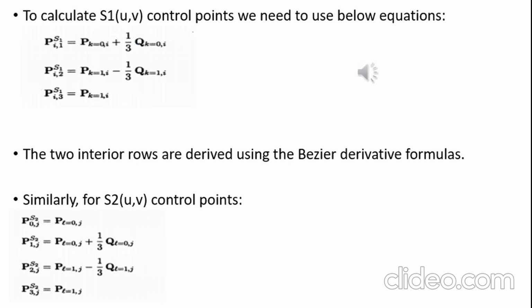As in the algorithm I mentioned, to calculate the S1, we can use the surfaces here, and to calculate S2, the equations that are needed are here at the bottom. And the two interior rows are derived using the Bezier derivative formula. And in the next slide, I will show you the equations for the T and the final curve.